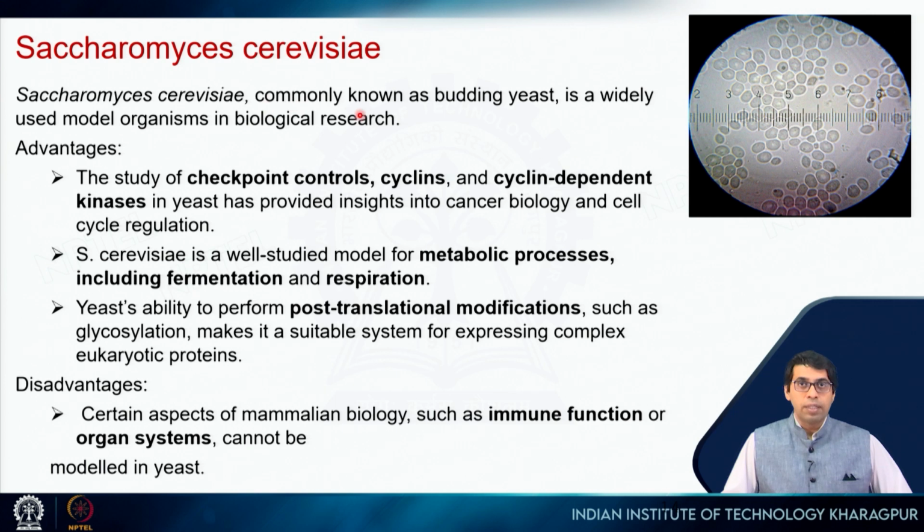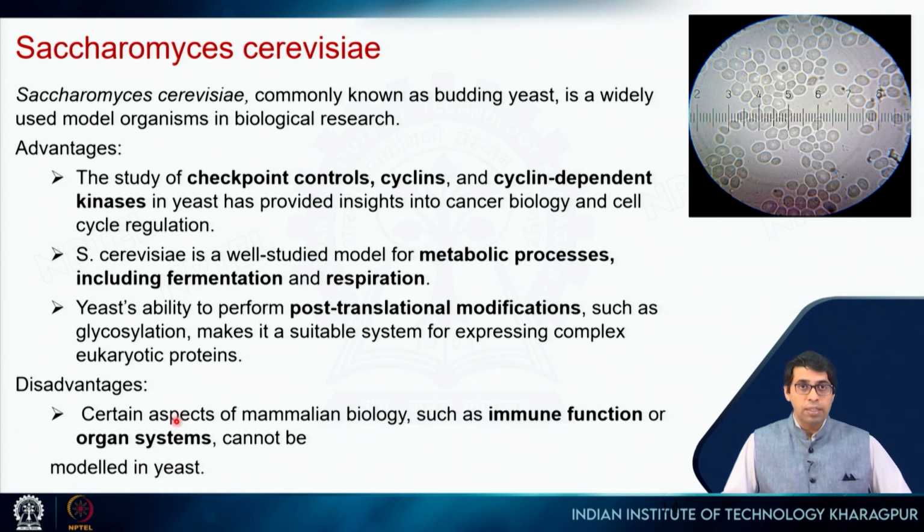So, Saccharomyces cerevisiae, commonly known as the budding yeast, is a widely used model organism. It has been used to study checkpoint controls, cyclin dependent kinases. So, these things that we have seen in the previous lectures were widely studied using this model system. It is also a well established model for studying metabolic processes including fermentation and respiration. Its ability to perform post-translational modifications such as glycosylation also makes it a suitable system for expressing complex eukaryotic proteins. So, proteins which need glycosylation, you cannot express them in bacteria, but you can express them in yeast.